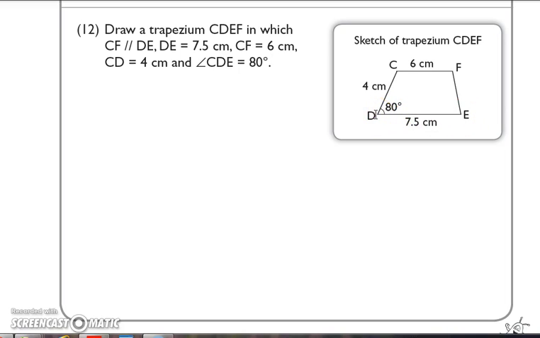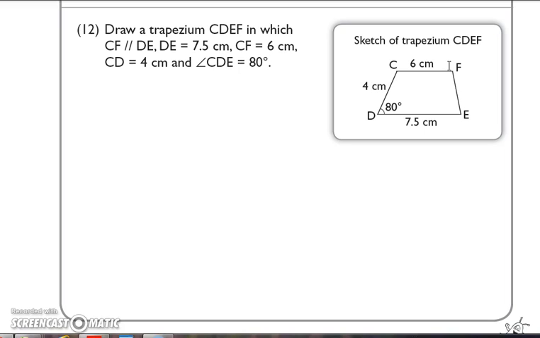And then we continue with DE. It's 7.5 centimeters, which is slightly longer than CD. And we know that CF is 6 centimeters. And you can join line FE together to complete the trapezium CDEF.